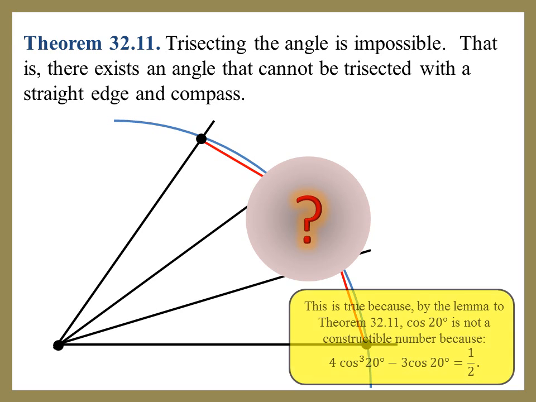In fact, a 60-degree angle cannot be trisected, and therefore a 20-degree angle is not constructible. This is because the cosine of 20 degrees satisfies the equation 4 cosine cubed 20 degrees minus 3 cosine 20 degrees equals 1/2. The solutions to this cubic equation are not constructible. They involve cube roots, which are not constructible by Theorem 32.6. And so, cosine 20 degrees is not constructible. Therefore, by the lemma to Theorem 32.11, 20 degrees is not a constructible angle.